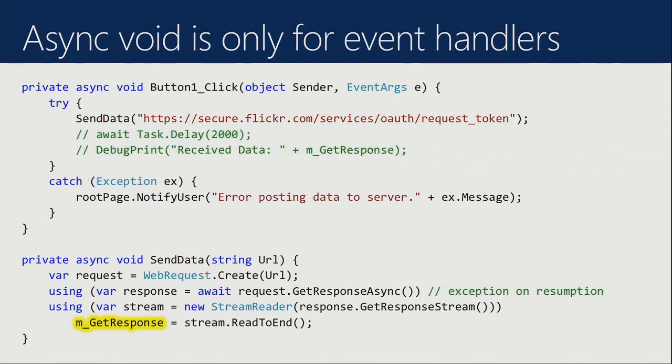Let's look at another variant here where we're not even waiting for the result to come back. Another issue that happens here: same as before, we get into send data, we await the request. Now something else happens. The get response async method that we're trying to call here actually completes with an exception. Something went wrong, okay?